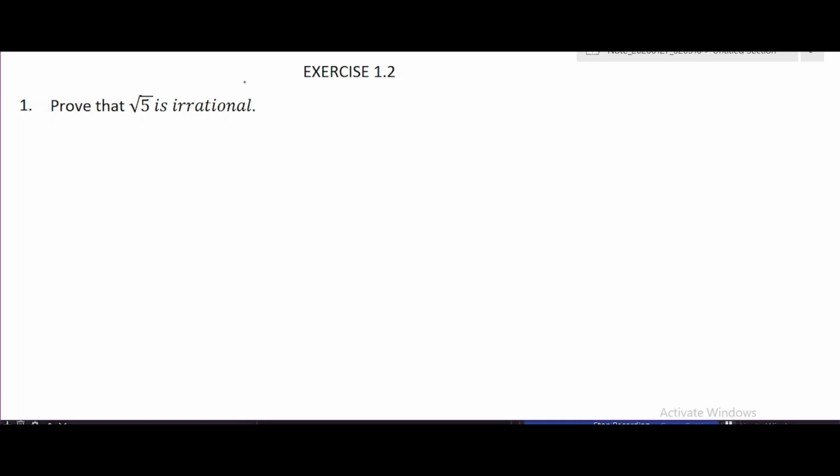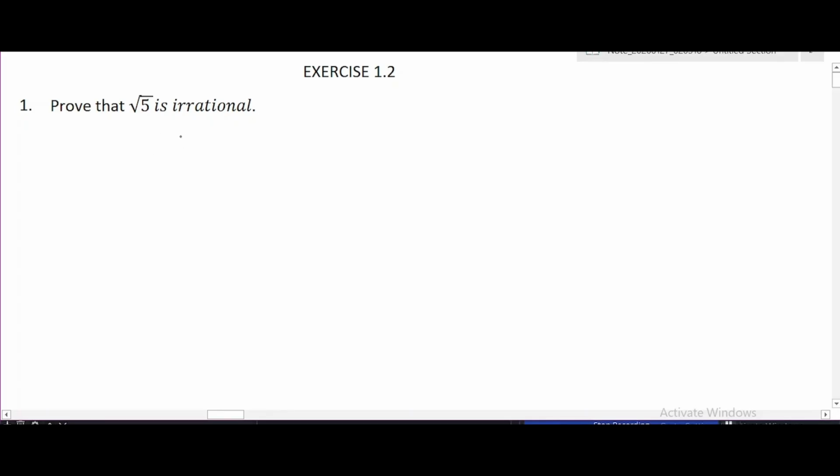Today we will start with real numbers, exercise 1.2 sum. Prove that root 5 is irrational. Now, to prove root 5 is irrational, we have to use the contradiction method. That is, we have to assume that root 5 is rational. Then, with our proof, show that it is irrational.